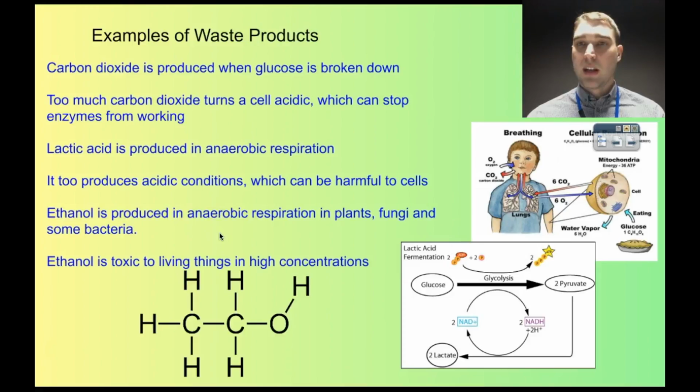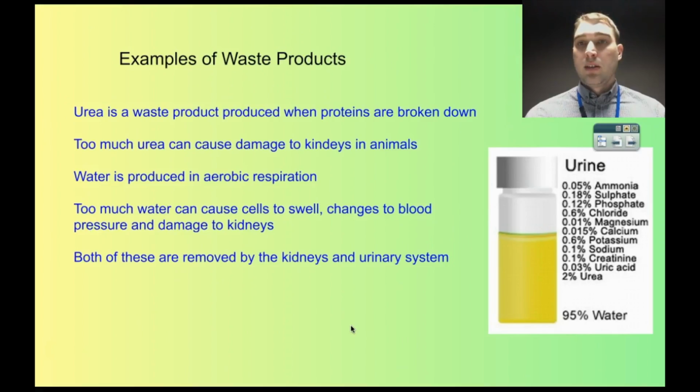Ethanol is produced in anaerobic respiration. Ethanol is ridiculously toxic. It's used in hand sanitizer, for example, to kill bacteria. So a build-up of ethanol is quite bad. So again, the ethanol needs to be broken down and removed from the cells that are producing it. Some other examples of waste products that need to be removed from cells.